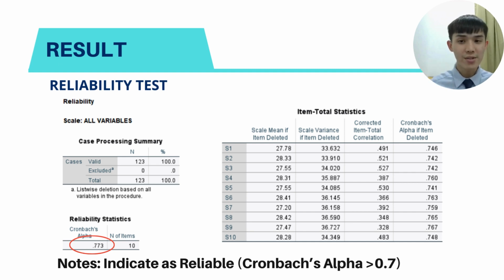The first test is the reliability test. I get the result of 0.773. For Cronbach's alpha higher than 0.7, it means the result is reliable. So my result is reliable.